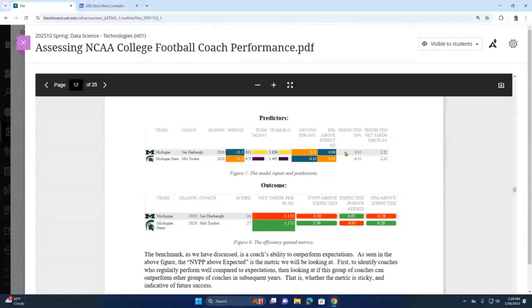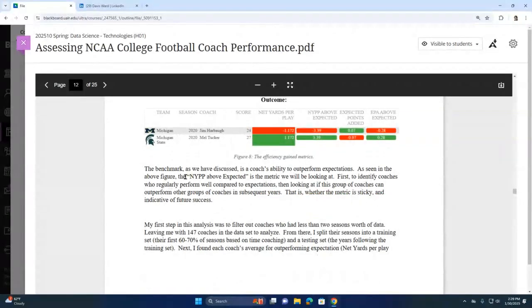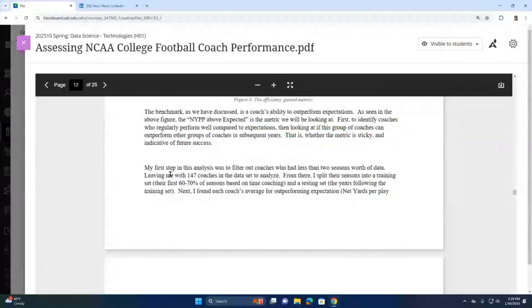And then there was another model, expected points added, and again, he was basically able to measure who performed better than expected and who performed worse than expected. Okay, and that was the metric.